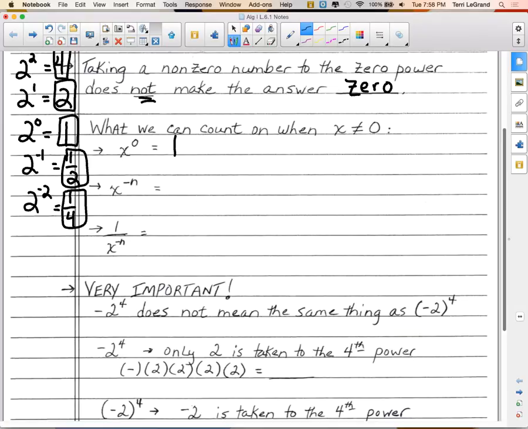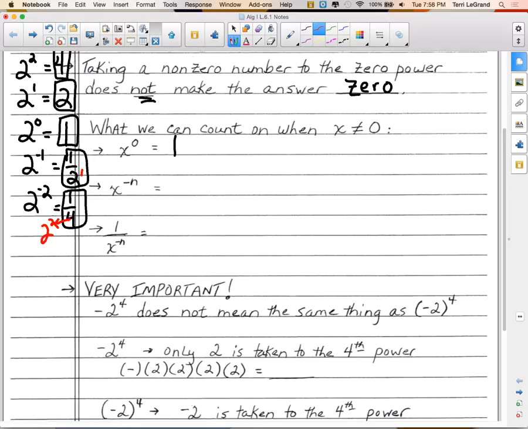Another thing we can count on is if we're taking any number other than 0 to a negative power, when they tell us to simplify it or get rid of that negative power, and we have to do it without our calculator, then we can notice over in our examples, when we were doing a negative power, I could take this 2 right here and write it as 2 to the positive 1 power. 2 to the first power is 2. I could rename this 4 here as 2 to the second power, because 2 squared is 4.